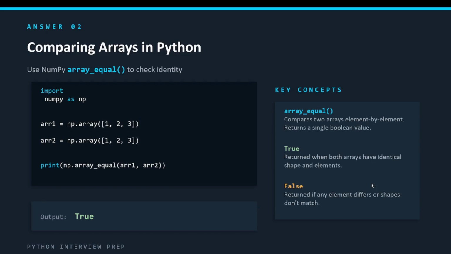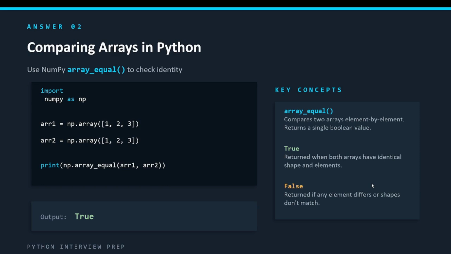Array equal, on the other hand, gives you that single clean Boolean result, which is exactly what you need when you simply want to know, are these two arrays the same or not. If even a single element differs between the two arrays, or if their shapes are different, array equal will immediately return false, making it a robust and reliable tool for array identity checks.